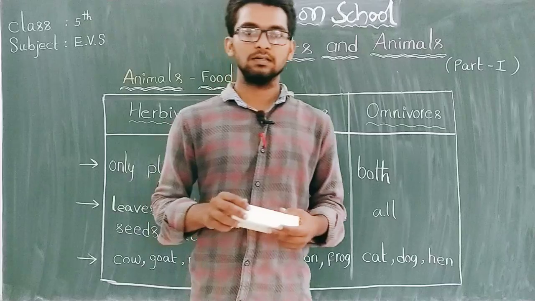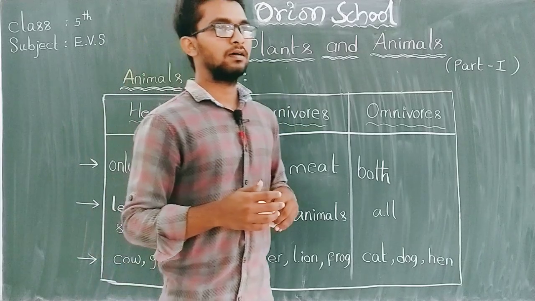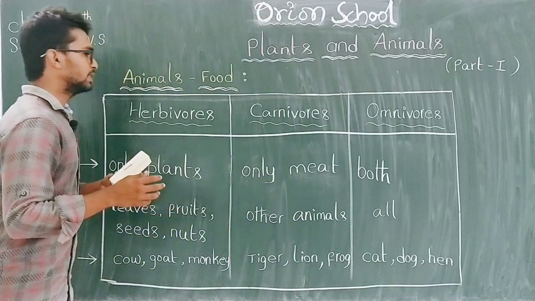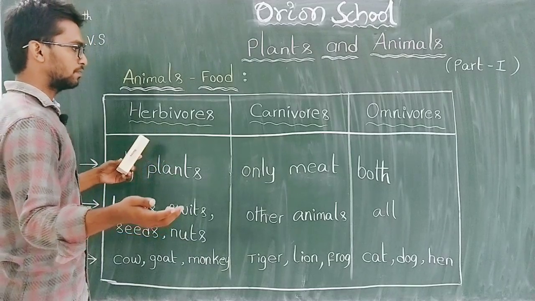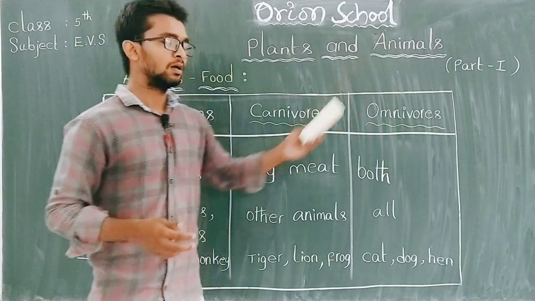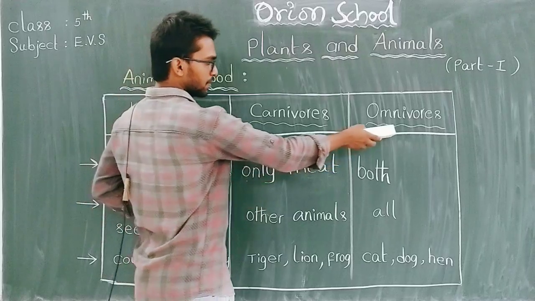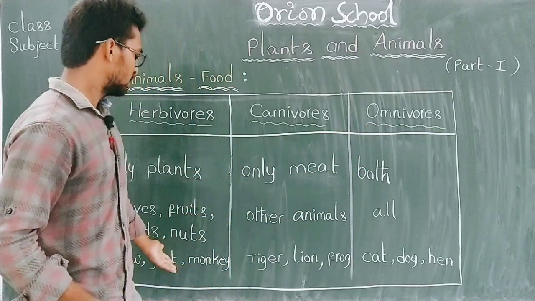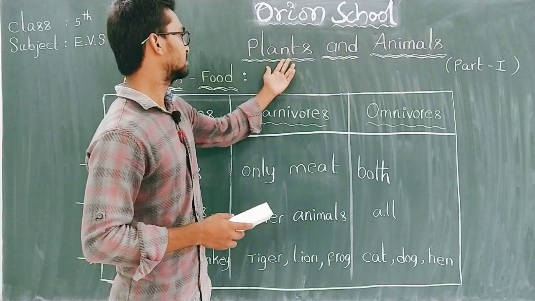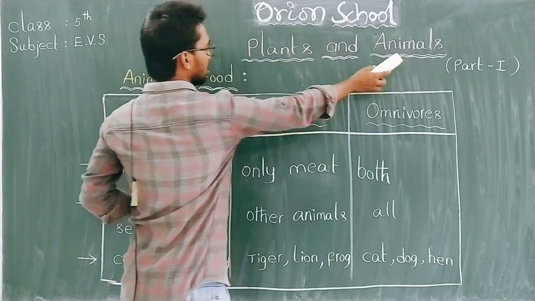So you just saw some of the examples of these categories. Let us recall what we learned in this class. Simply based on food, we can categorize the animals into three. They are herbivores, carnivores, and omnivores. Right? Herbivores only eat plants. Carnivores only meat or flesh. Omnivores both. So you have seen so many examples for these categories. So here our lesson title is plants and animals. Here you learned about the food of animals and the categories.